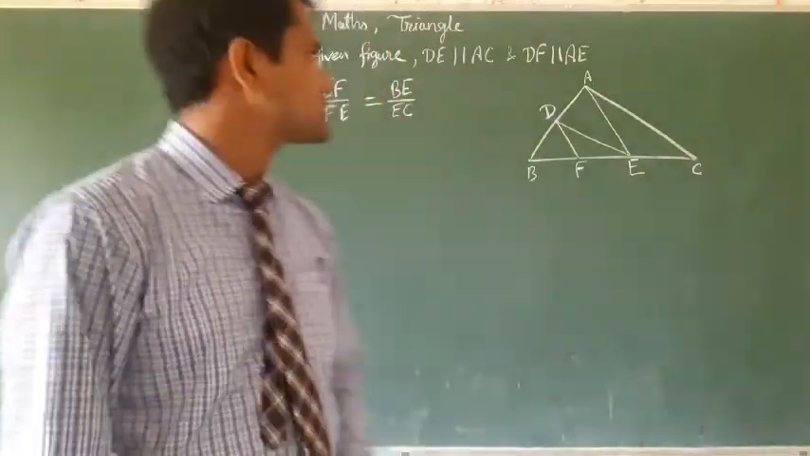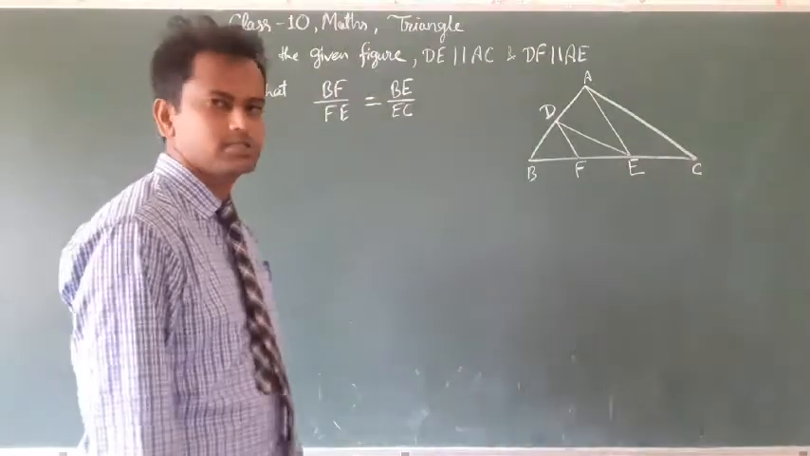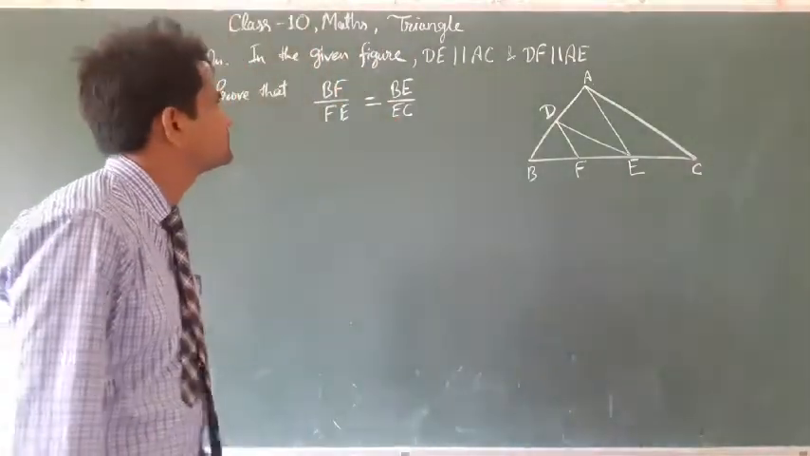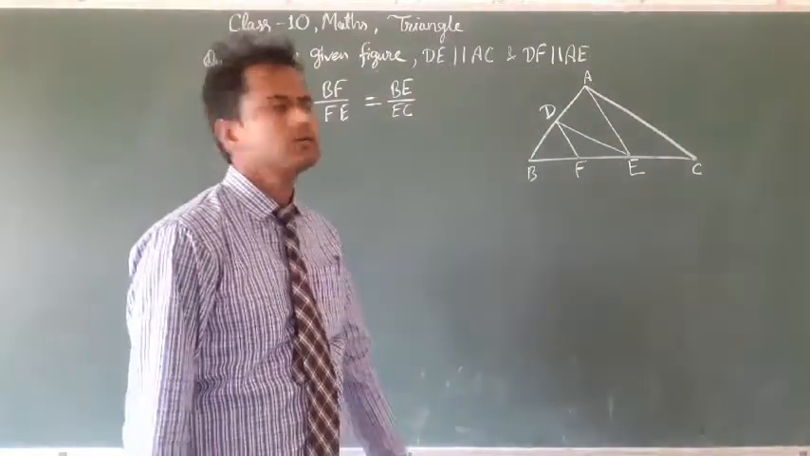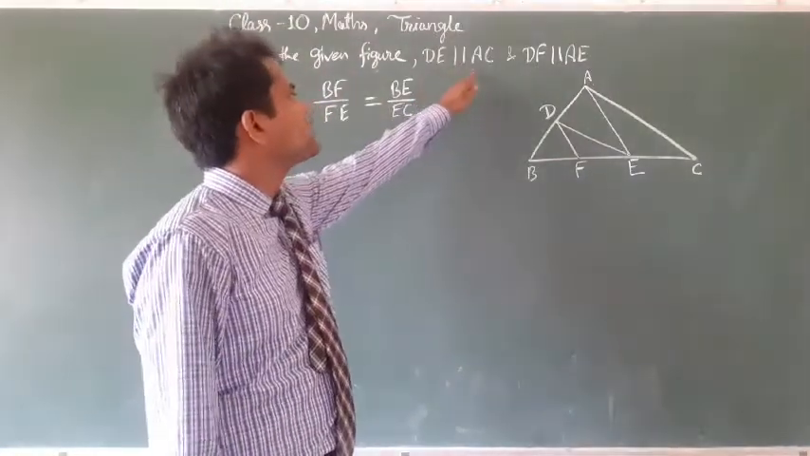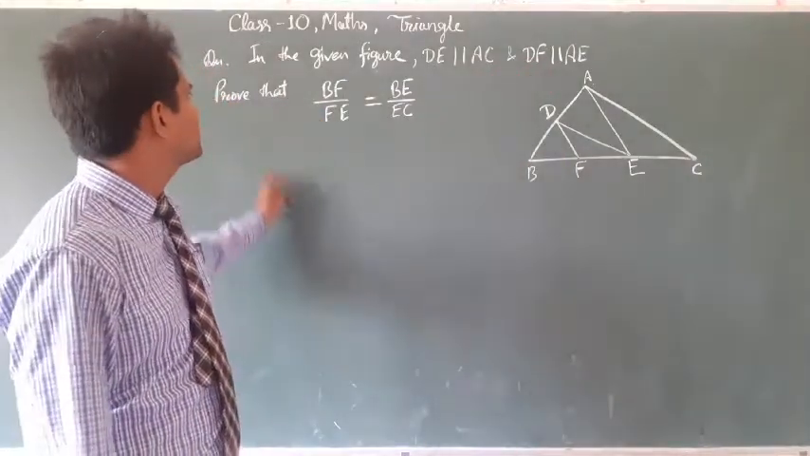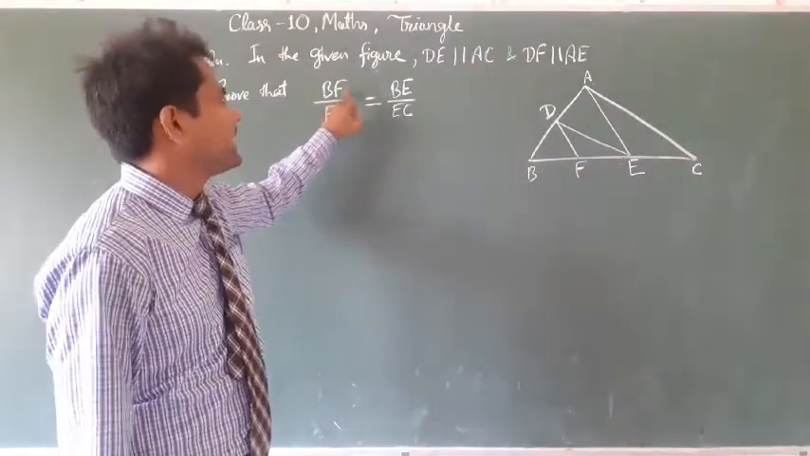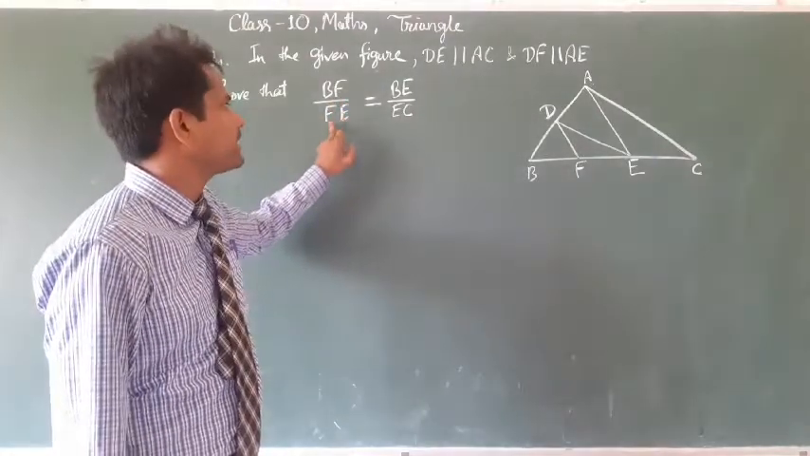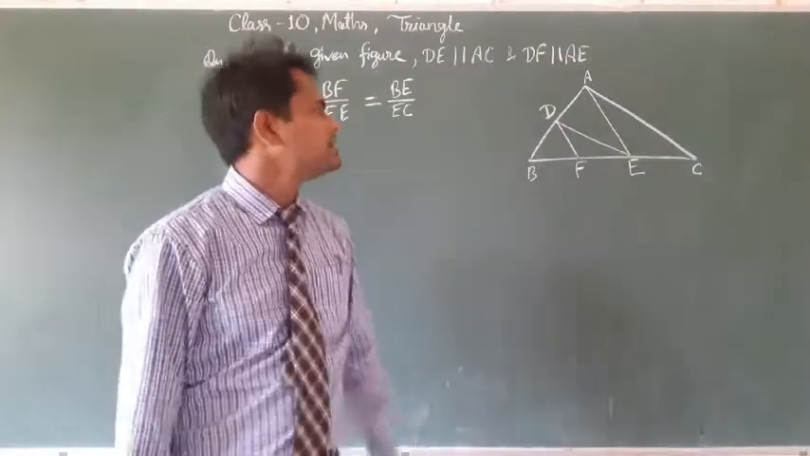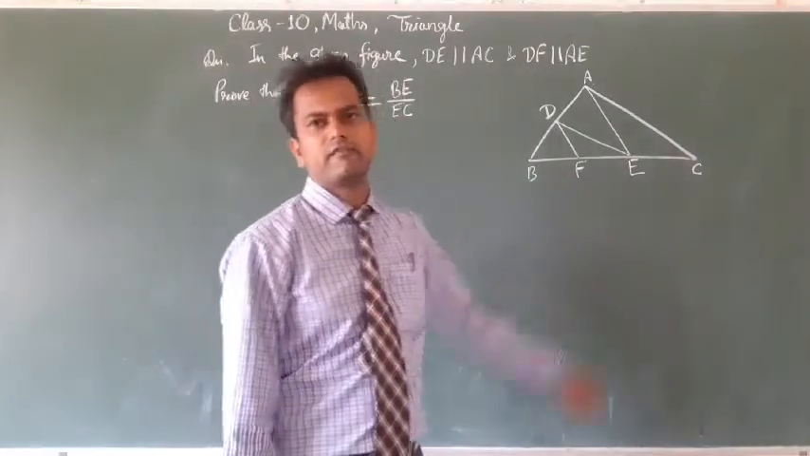Today I am going to explain questions related to triangle. First question is: given that in the given figure DE is parallel to AC and DF is parallel to AE, prove that BF upon FE is equal to BE upon EC. Here is the given figure.